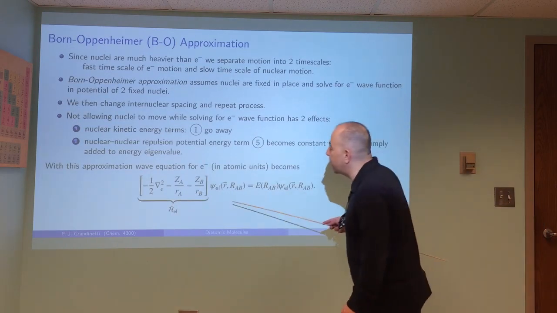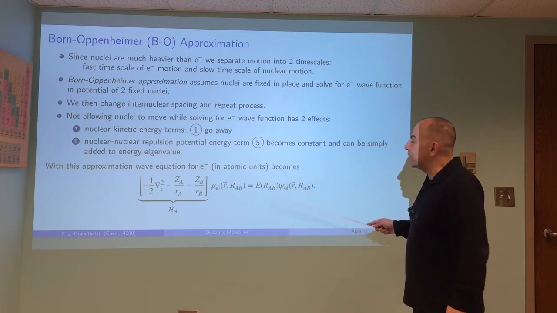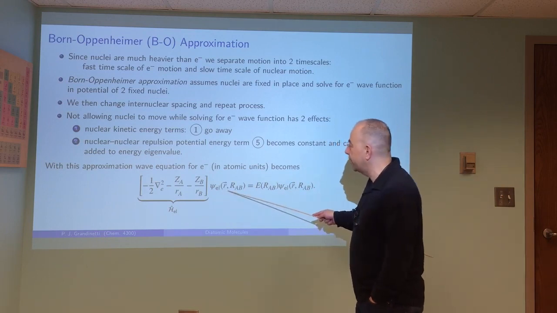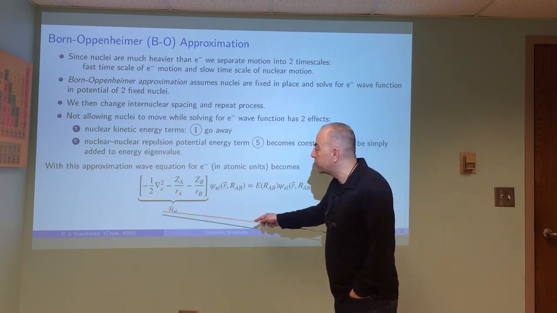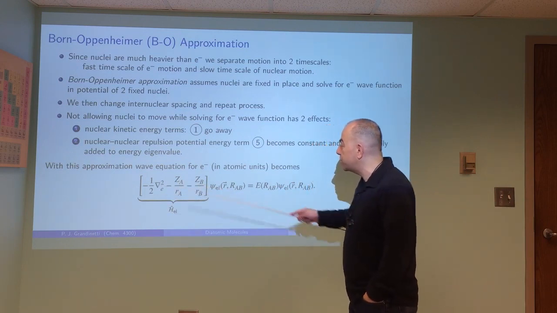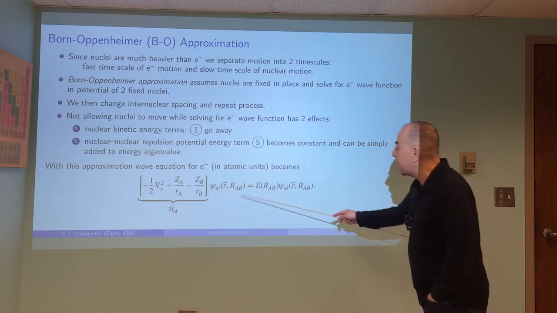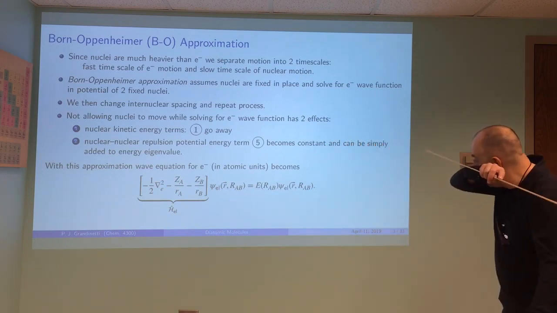So if we make this approximation, then we can look at the electronic wave function as being a solution to where we just have the kinetic energy for the electron and then the Coulombic attraction to the two nuclei. So H psi is equal to E psi.